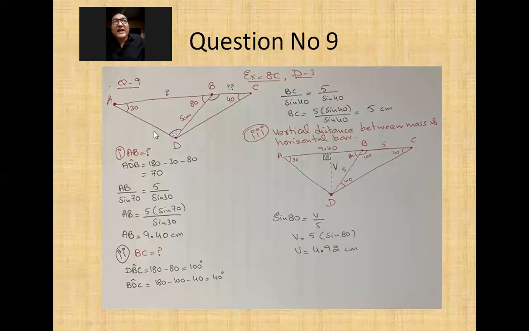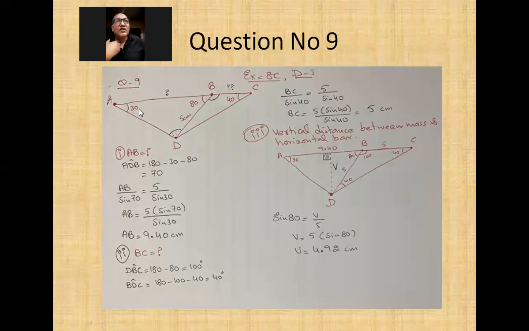So then I will apply the sine rule, AB, which I want to calculate. So AB divided by the sine of 70 equals to 5 divided by the sine of 30. So when I make AB the subject of the formula, or make AB alone on one side, you will have AB equals to 5 multiplied sine 70 divided by sine 30.